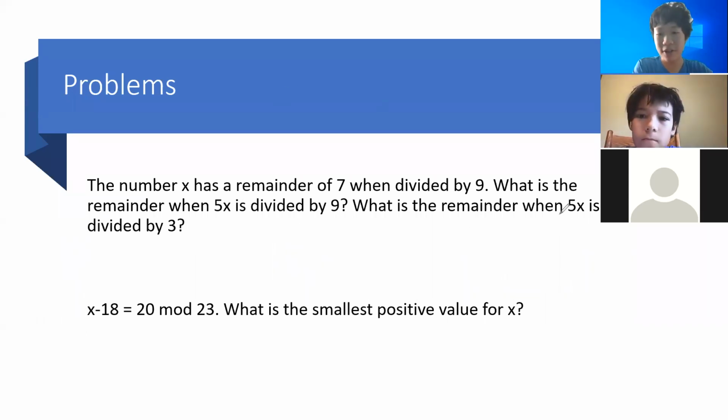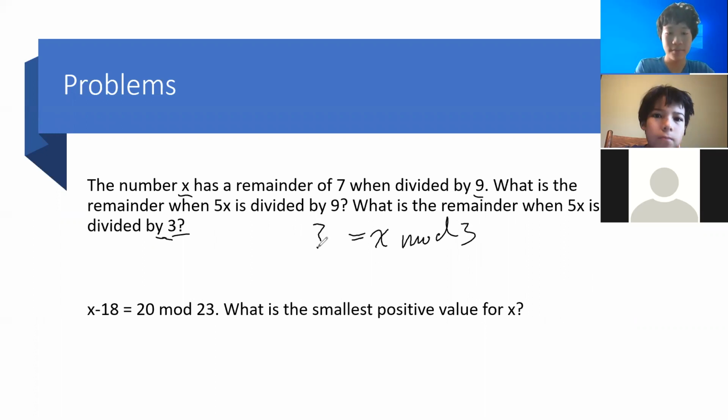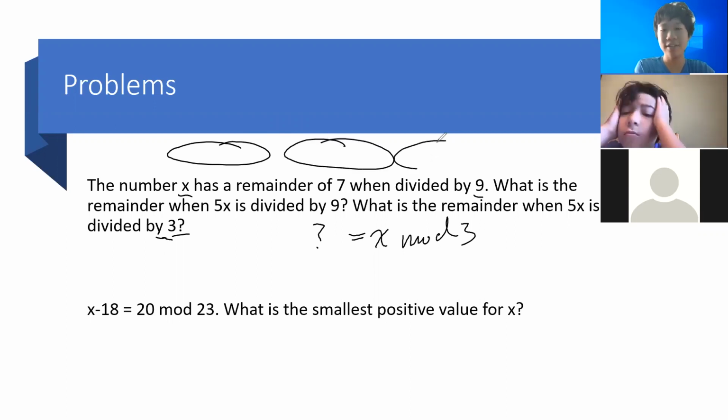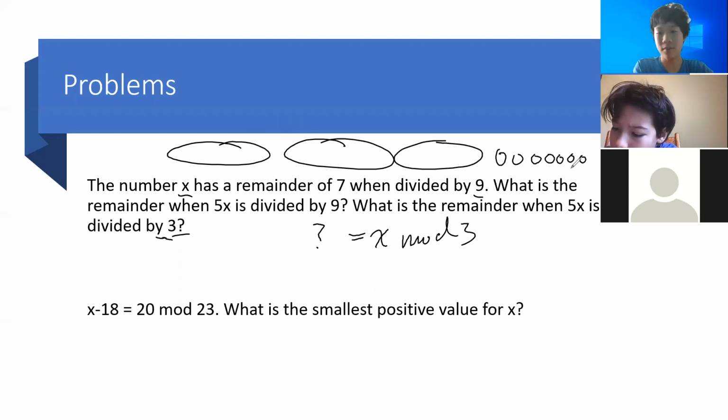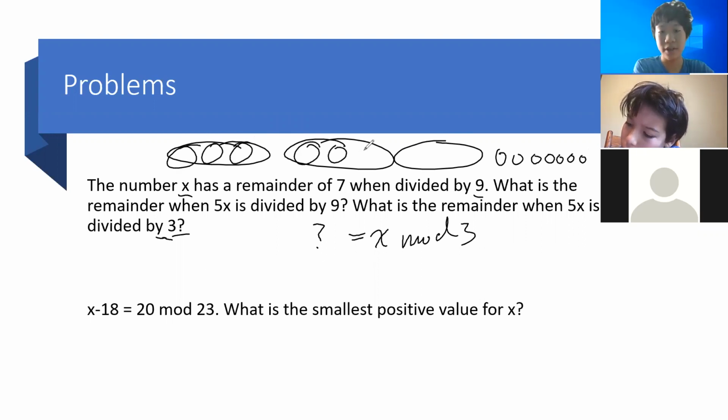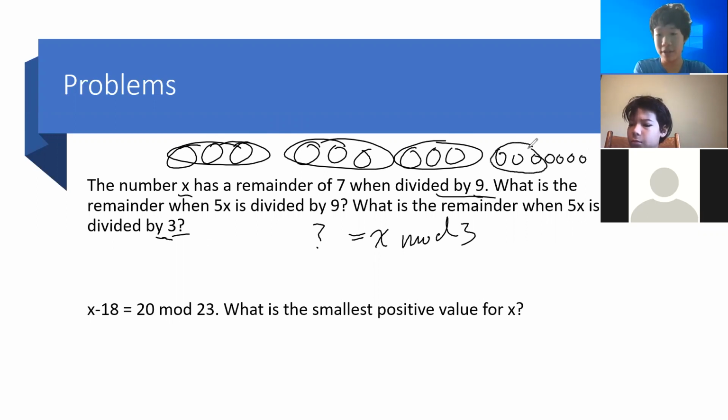The second part: what's the remainder when it's divided by 3? Well, first let's turn x into some mod 3. x mod 3 equals what? Let's just draw out x here. We have x equals some number of groups, and we have 7 left over. If we do mod 3, then each of these groups is 3 groups of 3, because we had 9 initially. Now we can group these 3 and these 3. Oh, 1 left. So x equals 1 mod 3.